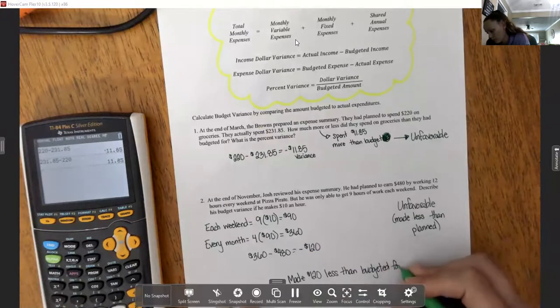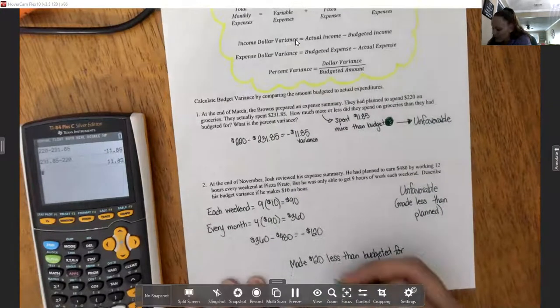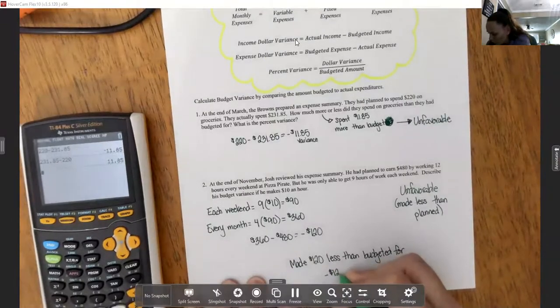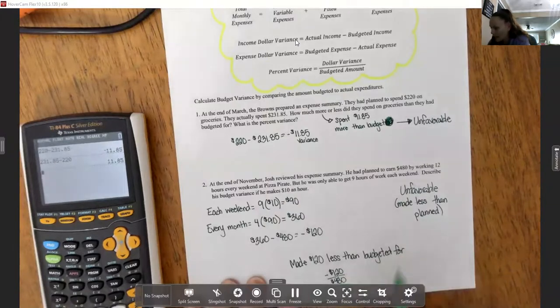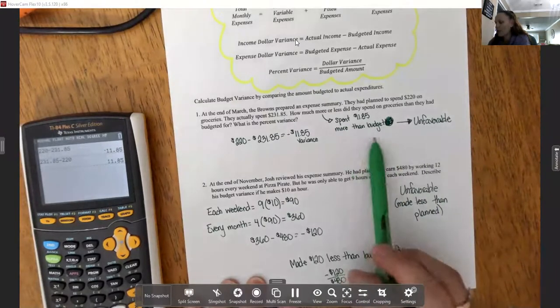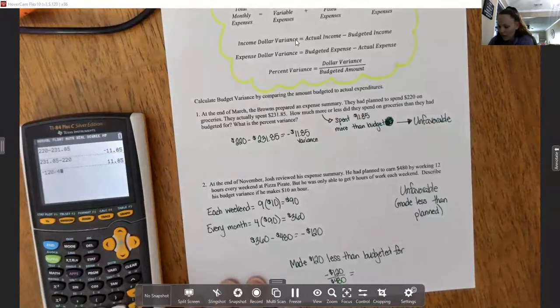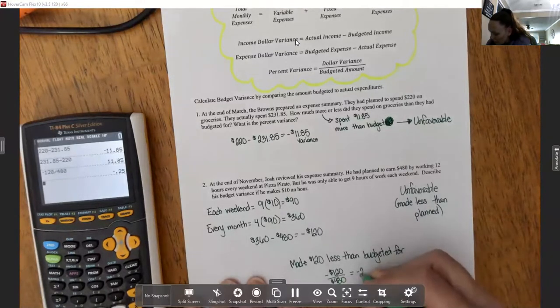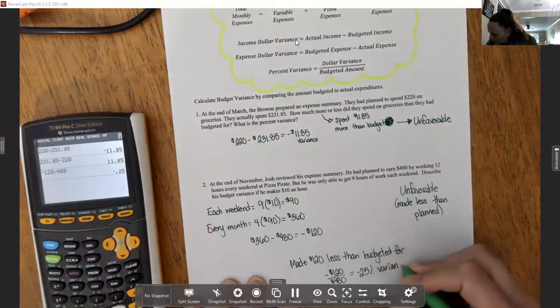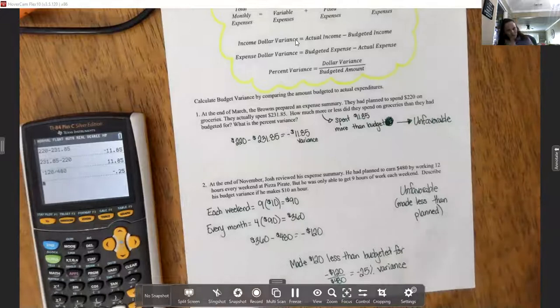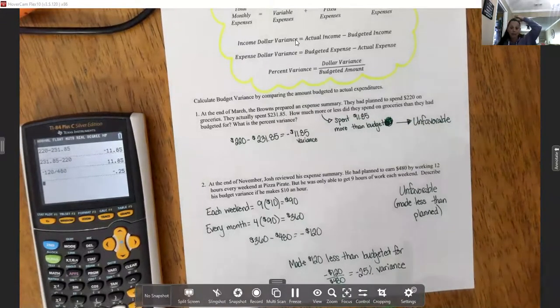Thank you. So for our percent variance, we do the negative $120 divided by the 480. I didn't do percent up here, I'll go back and do that. Sorry. 480 is the budgeted amount. So negative 120 divided by 480. So this is negative 25% variance. So that's a big difference. He made 25% less than he planned on making.